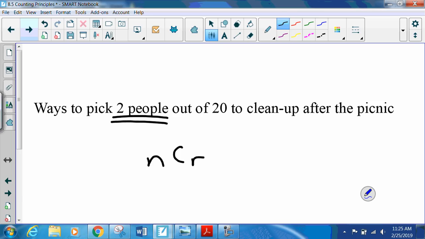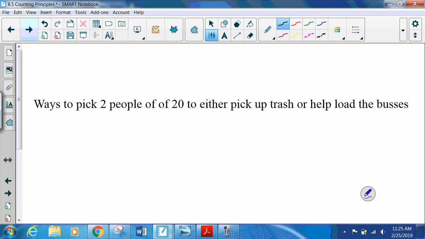Now compare that with this next one. We're looking for how many ways we could pick 2 people out of 20 to either pick up trash or help load the buses. Commit. And yes, you're right. It is an nPr. Order does matter. Because I don't know about you, but I'd rather help load the buses than pick up the trash. So when you can put yourself in the problem and say, does it matter which one I'm picked for? Then order matters, and you would pick the nPr. And you pick up your calculator and you put 20 nPr 2 and hit enter.